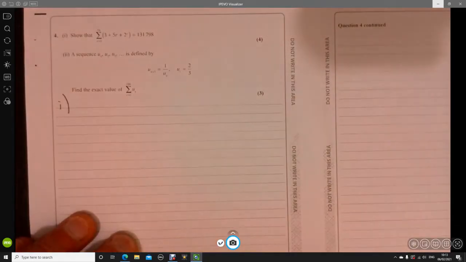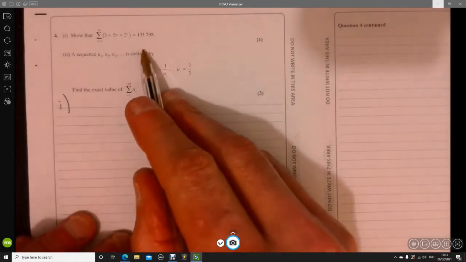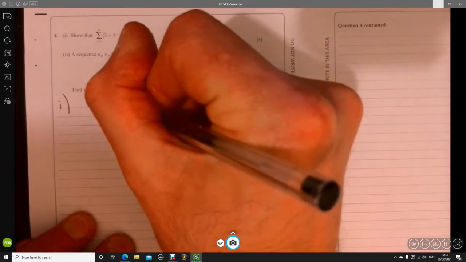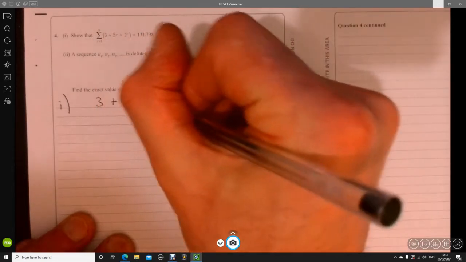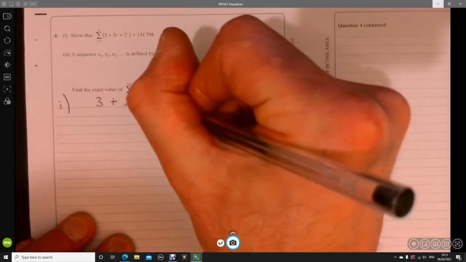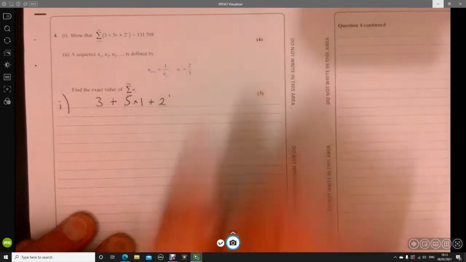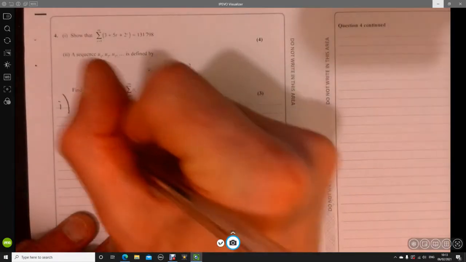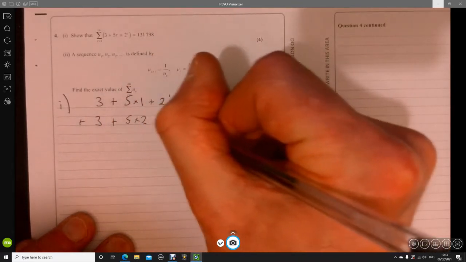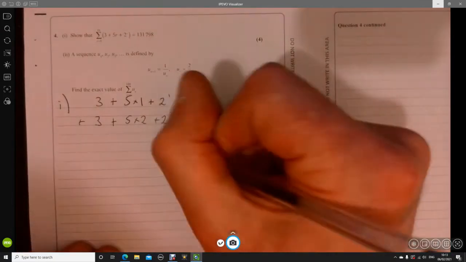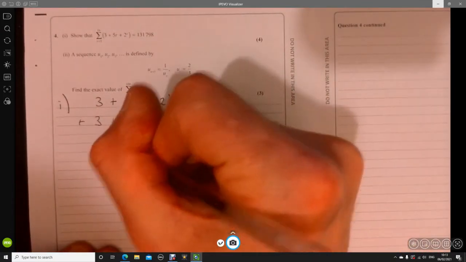Question 4. Now, to be honest, I'm not entirely sure how this is going to work. It looks a little bit scary. So I'm just going to write out the first few parts of it just to get a feel of what's going on. So this just means 1 in here. So 5 times 1 plus 2 to the power of 1. And then the next line, it would then add 3 plus 5 times 2 plus 2 to the power of 2. And then so on until you get to 16.